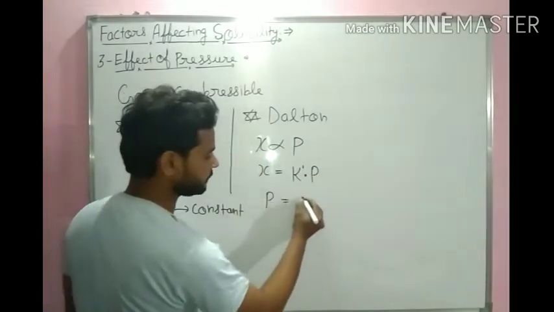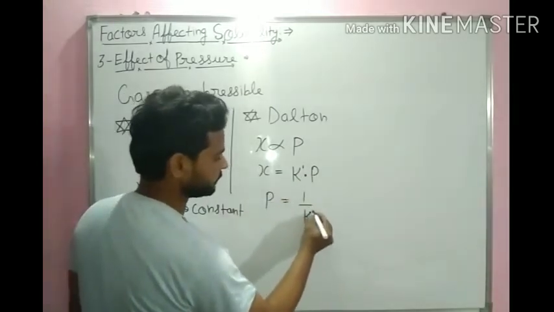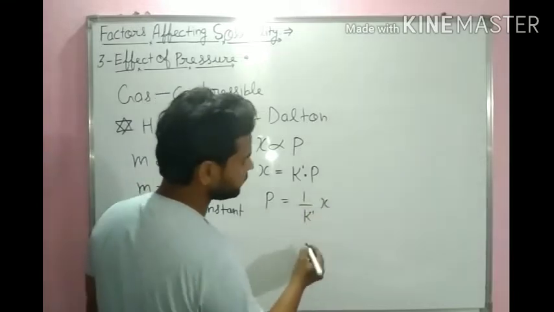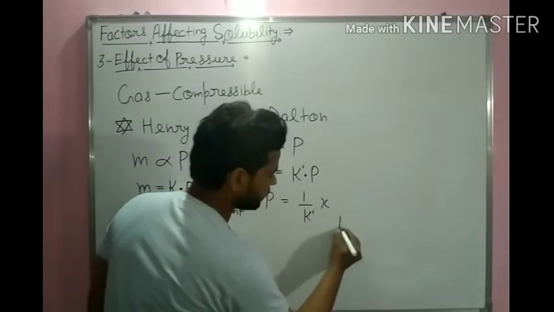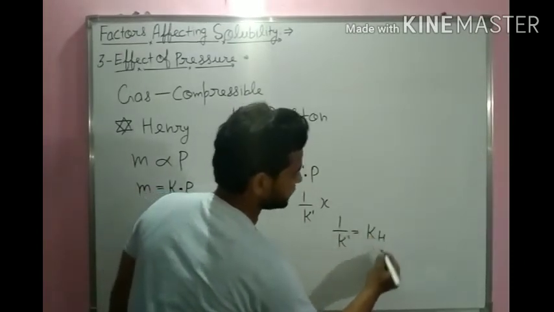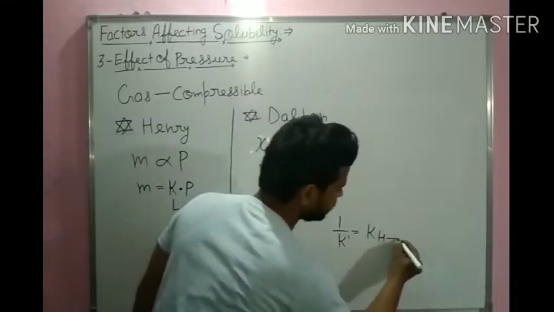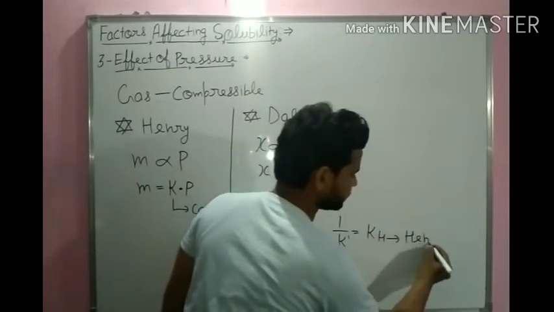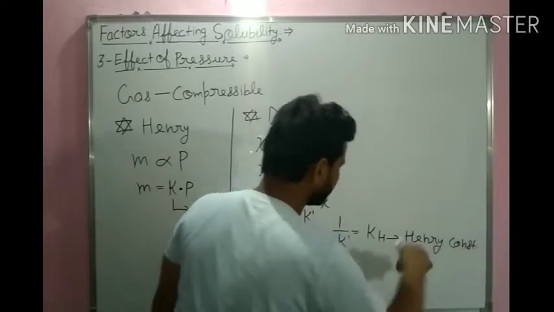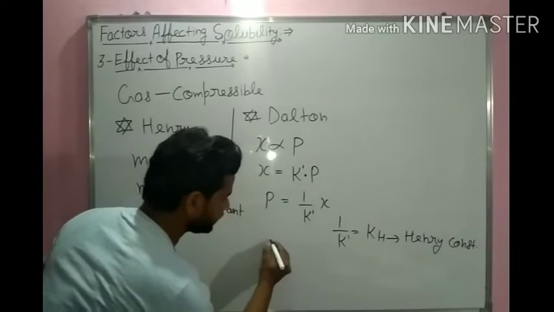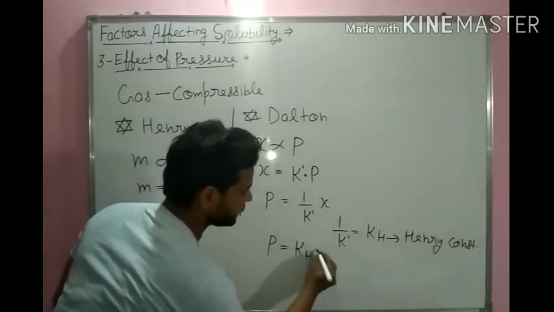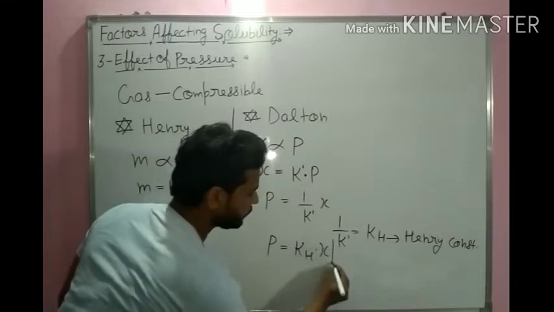And finally, where 1 upon K dash equals KH, and KH is Henry constant. Okay, so from that, pressure equals Henry constant multiplied by mole fraction.